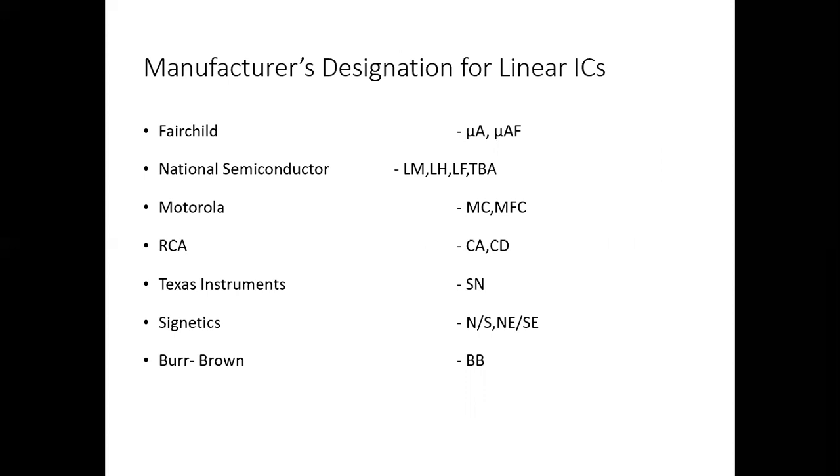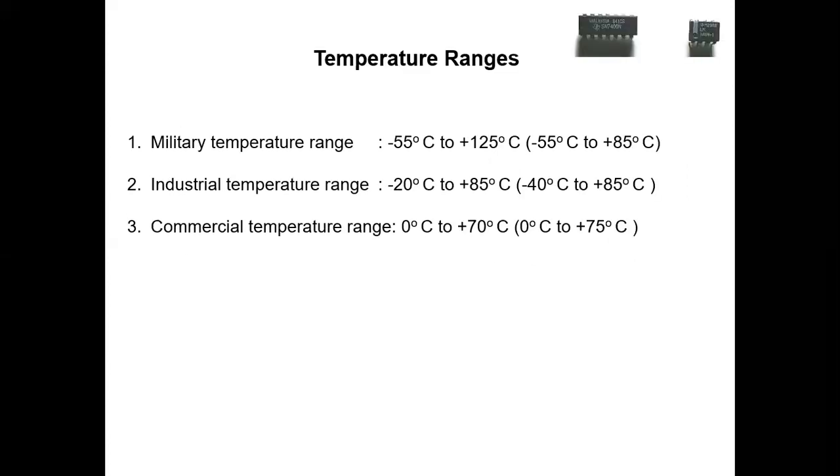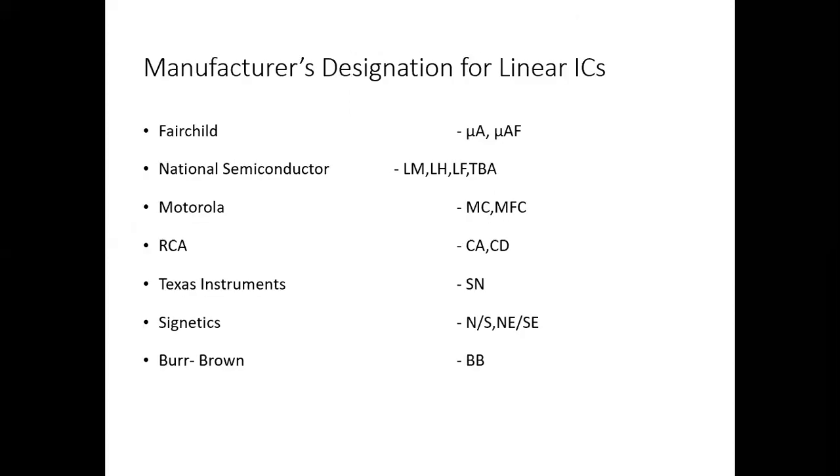These are the leading manufacturers of linear ICs: Fairchild, National Semiconductor, Motorola, RCA, Texas Instruments, and Signetics. These are the symbols used in the IC by the manufacturers. Same as the temperature range: in military condition it is minus 55 to 125 degrees Celsius. Industrial temperature is minus 20 to 85. Commercial temperature is 0 to 70 degrees Celsius. These are the temperature ranges.